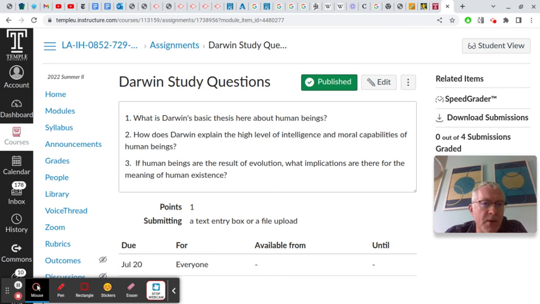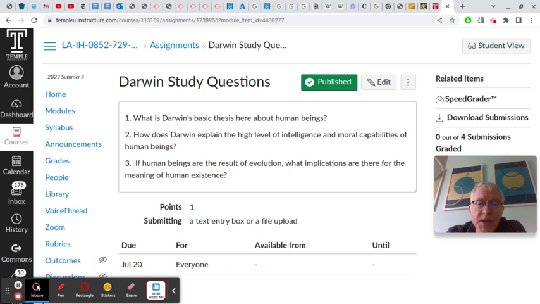Number three, if human beings are the result of evolution, what implications are there for the meaning of human existence? This is just a reference to what he says at the end, which is essentially that he balks, he hesitates, and he thinks everyone does, in saying that we as a species are just an accident in nature, that all the things that we value about ourselves, especially our moral capabilities and our high intelligence, are just the chance results of biological evolution. Could have gone another way.